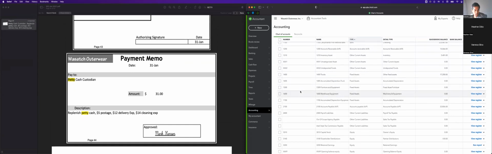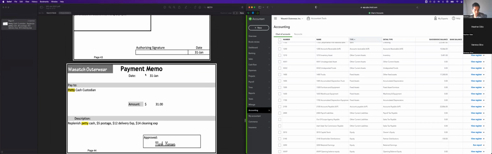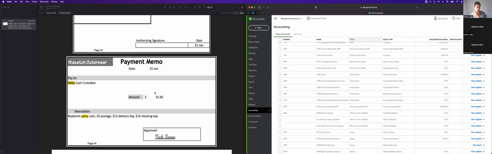So you're replenishing the petty cash, which means it is going to be a payment memo. So you're not hitting the petty cash account, but rather you're hitting the cash account with this like replenish. But you don't want to hit the petty cash. You're just going to hit the postage and delivery expense and the cleaning expense directly. Does that make sense?